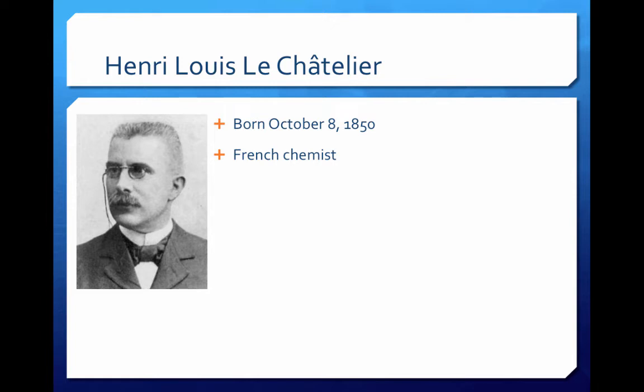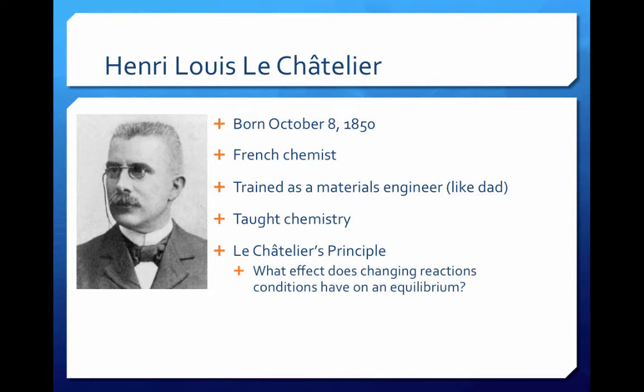His original training actually followed in the footsteps of his father, who was a metallurgist, a metals engineer or materials engineer, and he actually had a lot of success in that field. But through his work and the process that he did, he started to become more and more interested in chemistry and actually turned to teaching chemistry later in his career. Ultimately, through his work, he came up with the concept of Le Chatelier's principle. Not named by him, of course, but that's what people called it afterward.